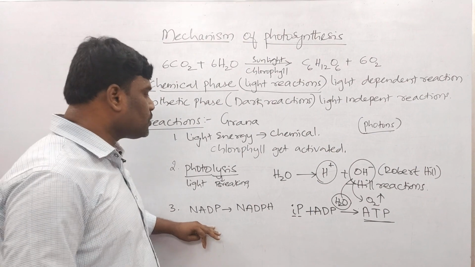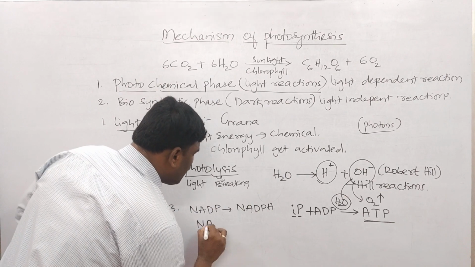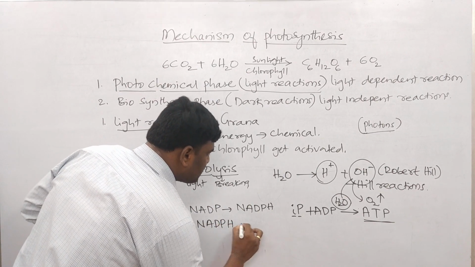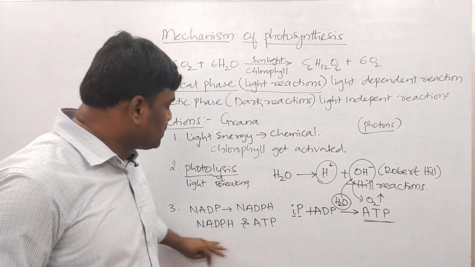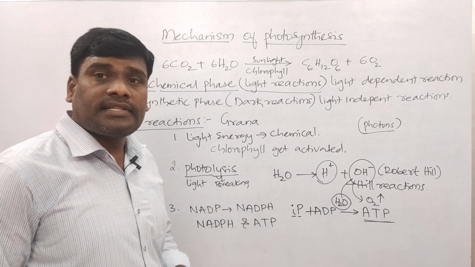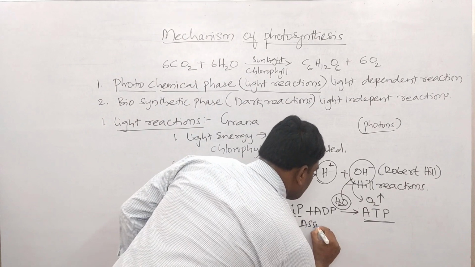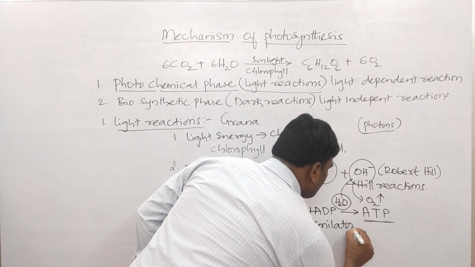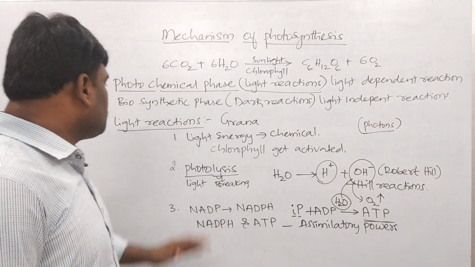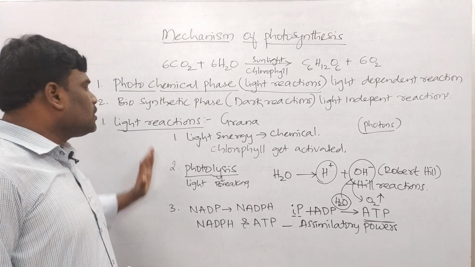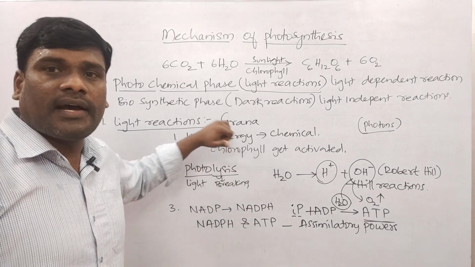So in the third stage, what are the final products here, children? Finally we get NADPH as well as ATP molecules, children. These compounds we call assimilatory powers. So this is about what, children? Light reactions. These three steps of the light reactions occur in the grana, isn't it?